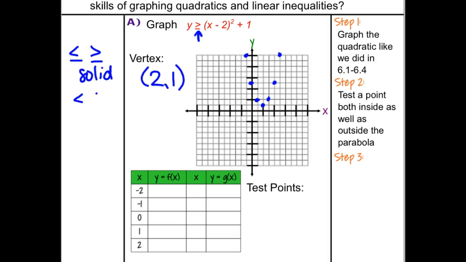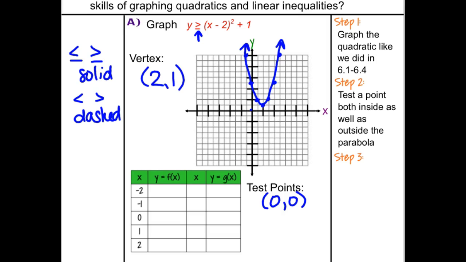And if we have greater than or less than, we're going to have a dashed line on our parabola, just like with open circle and closed circle when graphing on a number line. So we graph, this is a solid line. And then we're going to test points inside and outside. I'm going to stick with my test point of 0, 0, because 0, 0 is right here, and that way I can test to see if it works.